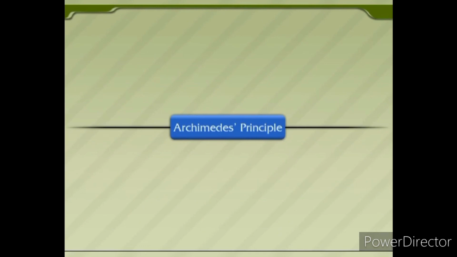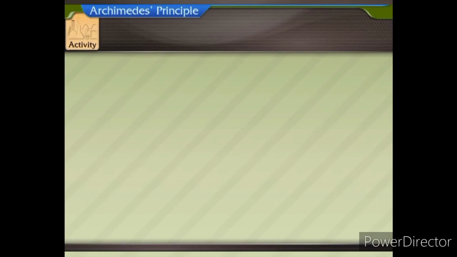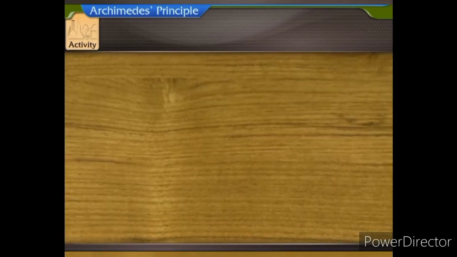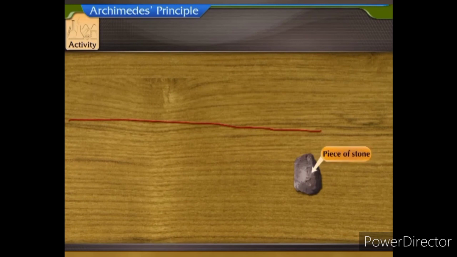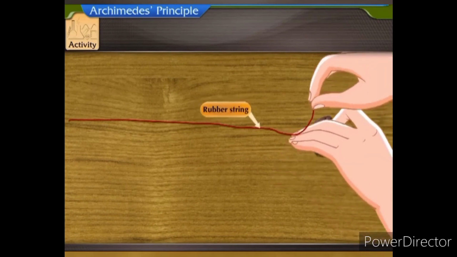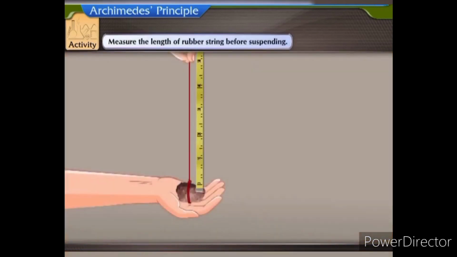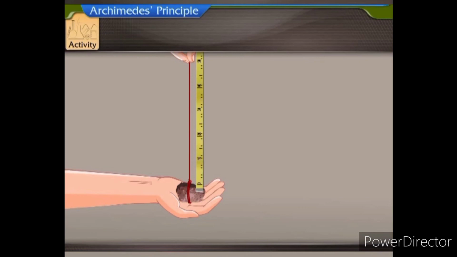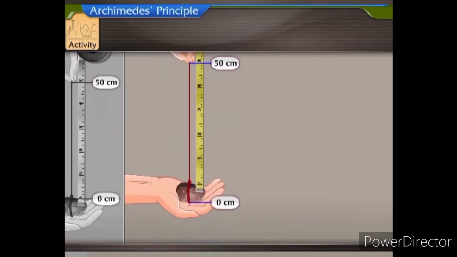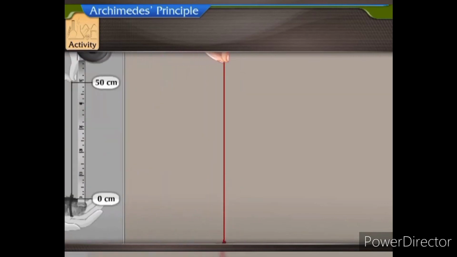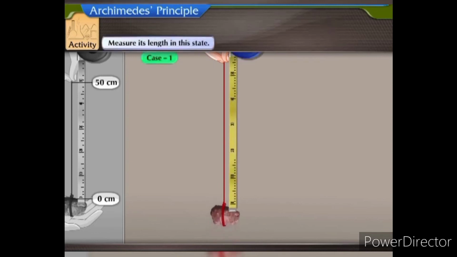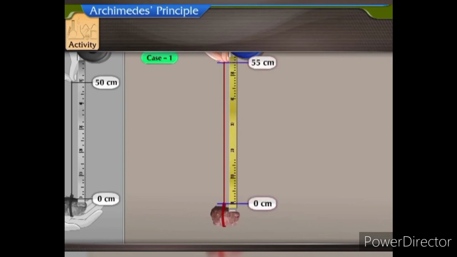Archimedes' principle. Let us do this activity. Take a piece of stone and tie it to one end of a rubber string. Measure the length of the rubber string before suspending. Note that it is equal to 50 centimeters. Now suspend the stone by holding the string as shown. The string gets elongated. Measure its length in this state. It is 55 centimeters.